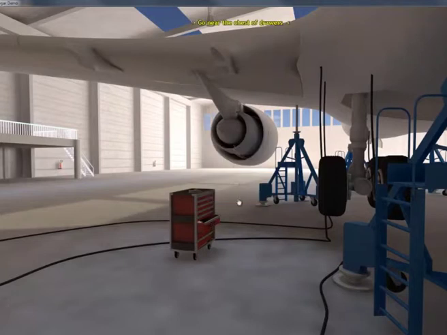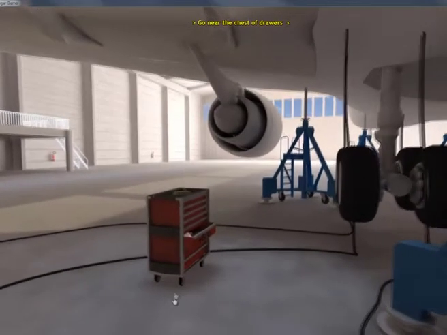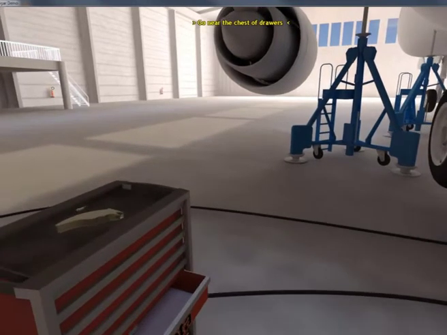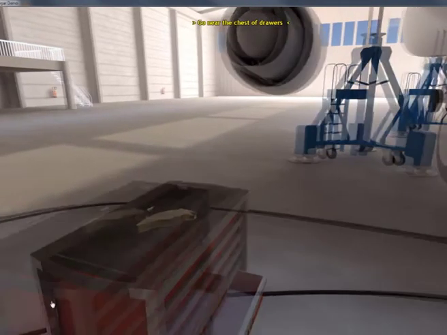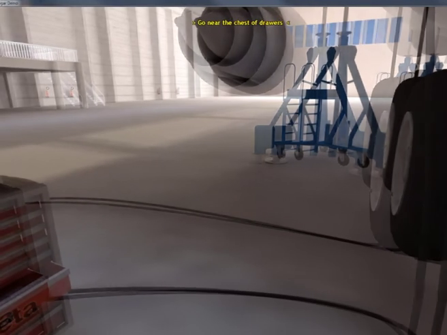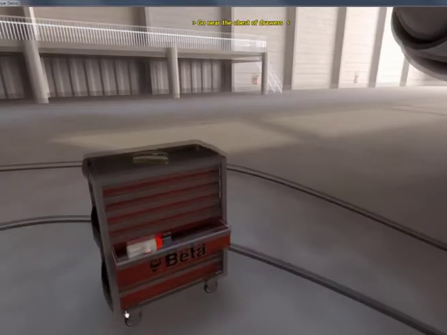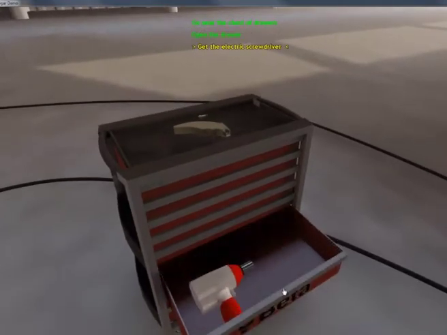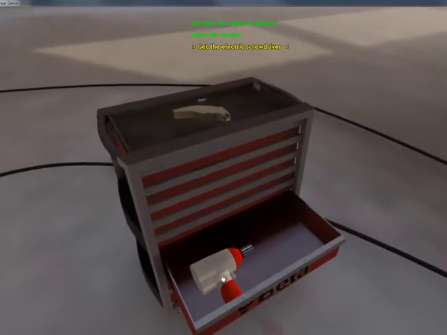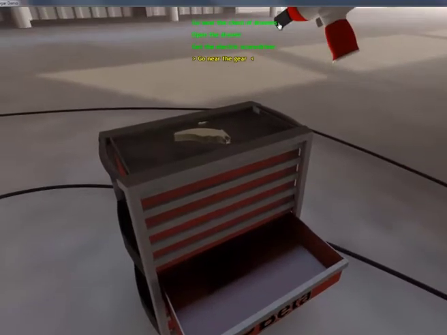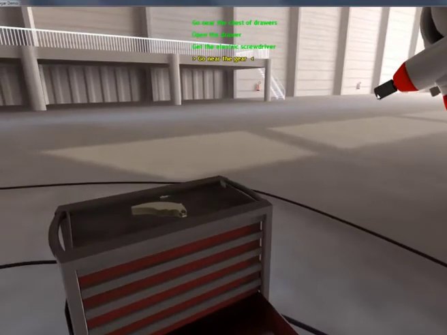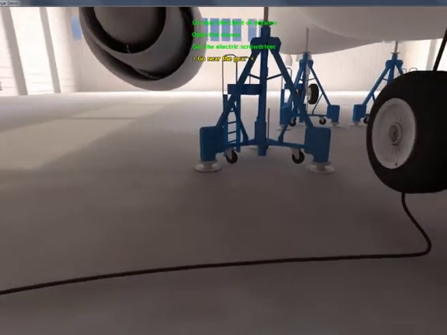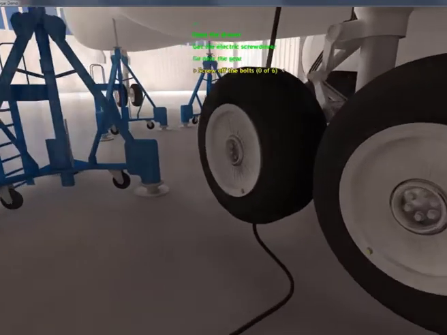Go near the chest of drawers. Open the drawer. Get the electric screwdriver. Go near the gear. Screw off the bolts.